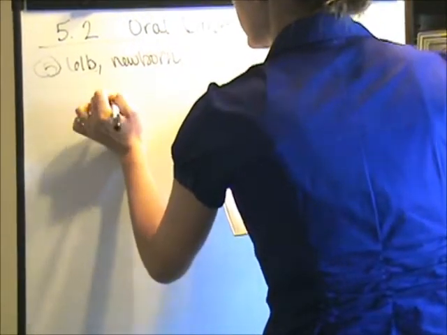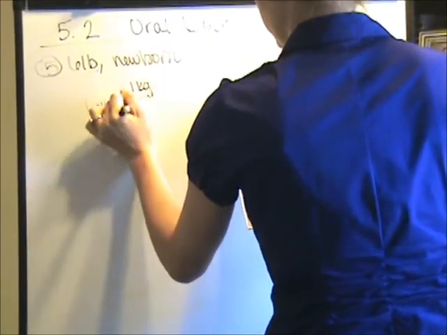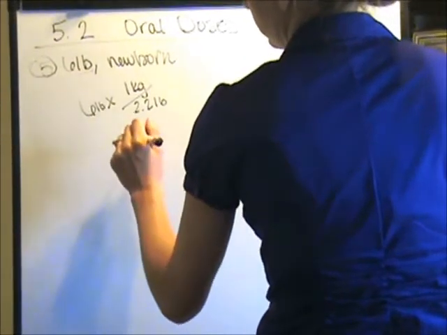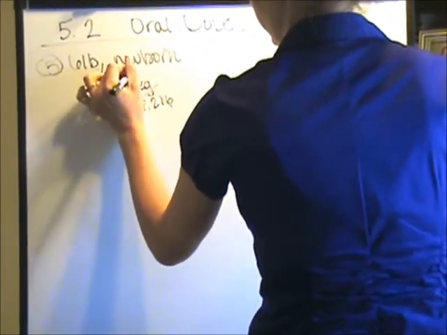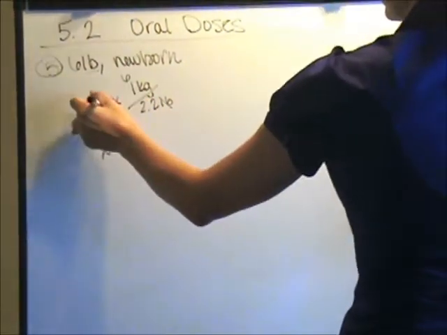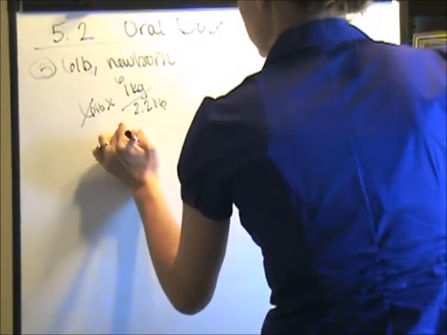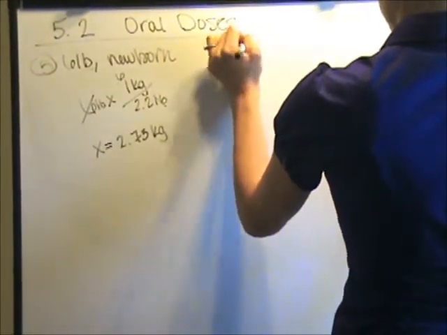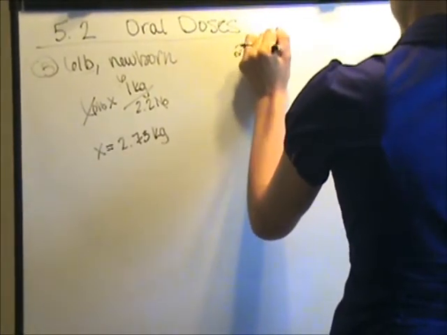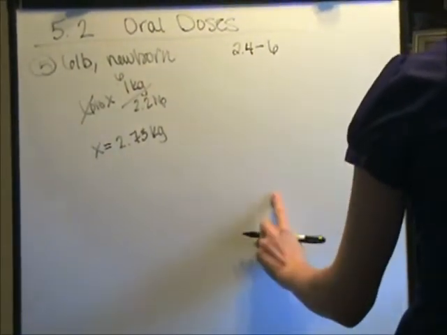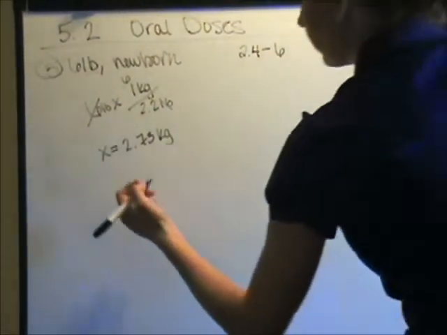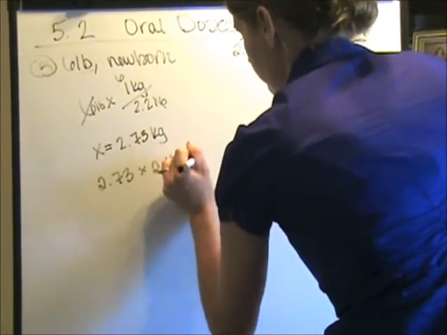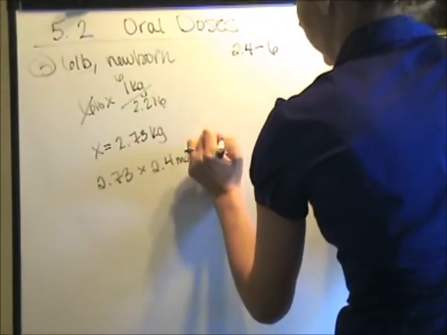So setting that up, and this is just the dimensional analysis method. You can do it as a proportion if you prefer. And x is going to equal 6 divided by 2.2, and x is going to equal 2.73 kilograms. So now that we know how much they weigh in kilograms, the dosing range is between 2.4 and 6 milligrams. We want to find out both the low and the high range. So we're going to take the weight that we have calculated and take that times the lower range, 2.4 milligrams. And that comes out to 6.55.